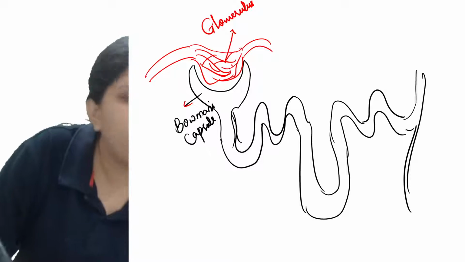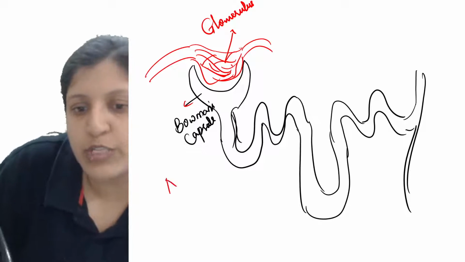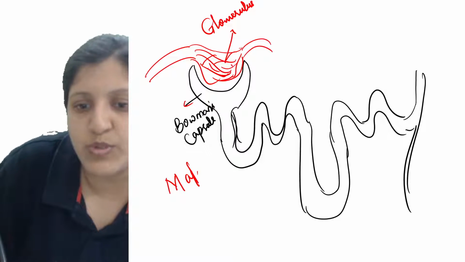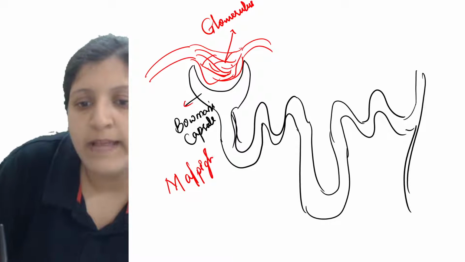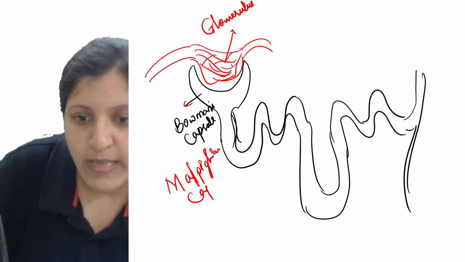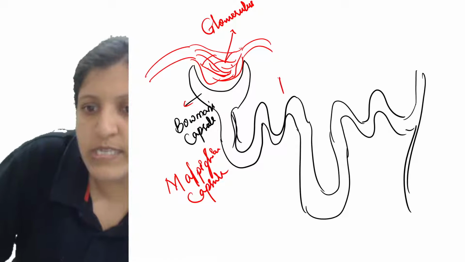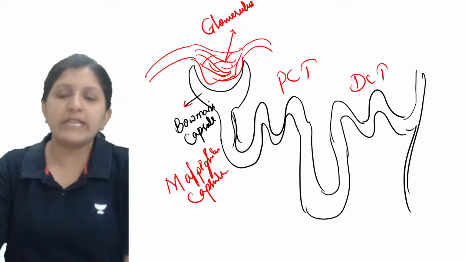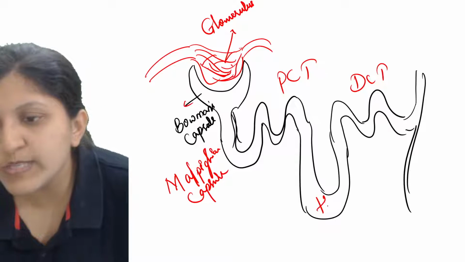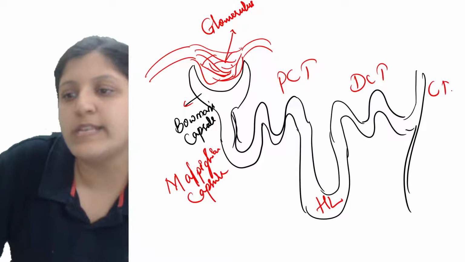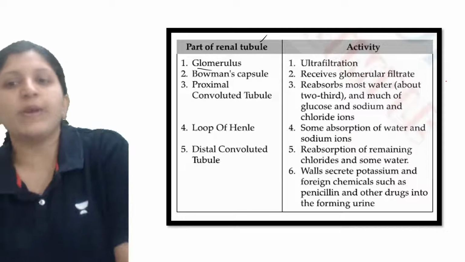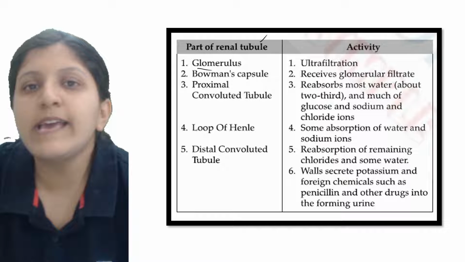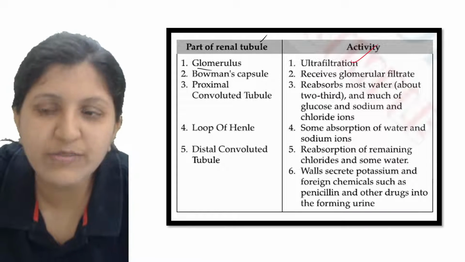Both of them together form the Malpighian capsule. This part is the PCT, the proximal convoluted tubule, and this one is the DCT, the distal convoluted tubule. This is Henle's loop, and this one is the collecting duct. Here the glomerulus is meant for the ultrafiltration process.